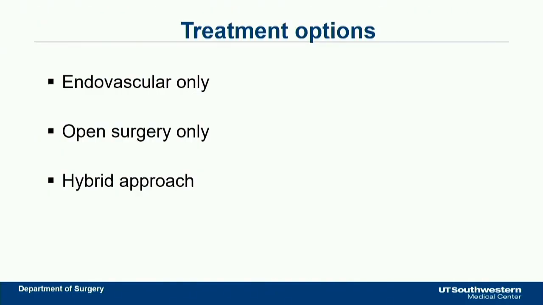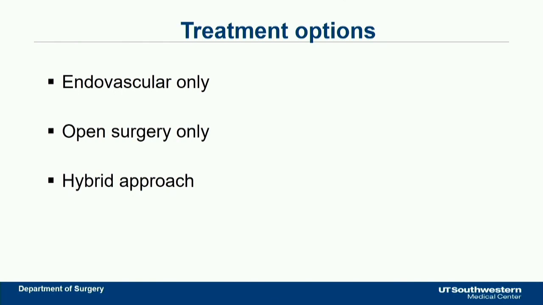So we discussed treatment options in our team. The treatment options obviously are endovascular only, open surgery only, or hybrid approach. Fortunately, our center is participating in the BEST-CLI trial, and so that decision was kind of made for us by the trial. So we enrolled him in the trial, and he got randomized to the open surgical arm. Now, obviously, he has inflow disease, so we had to decide how we were going to approach the inflow disease.